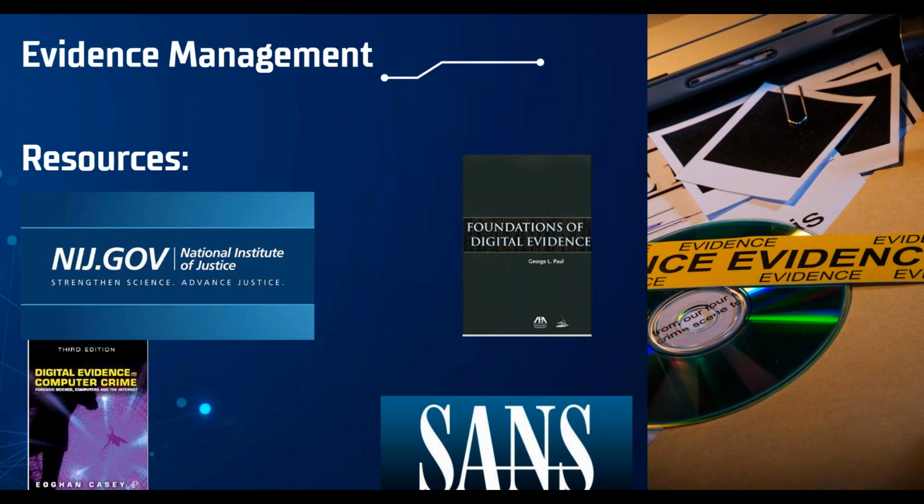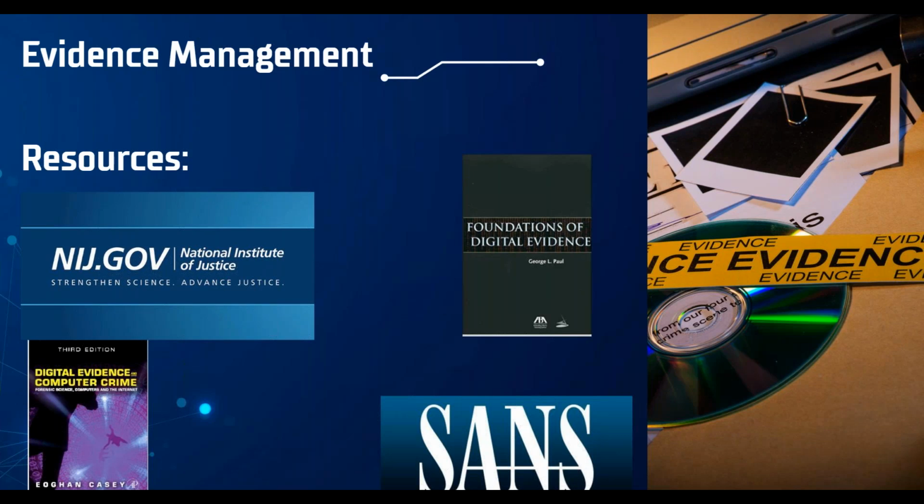And some great free resources that I always turn to, obviously, is our National Institute of Justice. They do a really great job of putting together information for law enforcement, and they do some webinar training as well that's helpful. One in my bookshelf, it's worn out, is Foundations of Digital Evidence by George Paul. It does a fantastic job. Another book that is pretty worn out on my desk is Digital Evidence and Computer Crime. It's a great reference point, you can pick those up fairly cheap, and they really do have some great information.